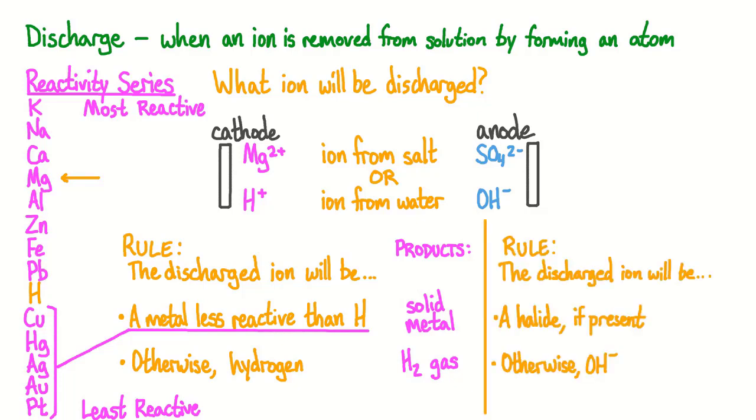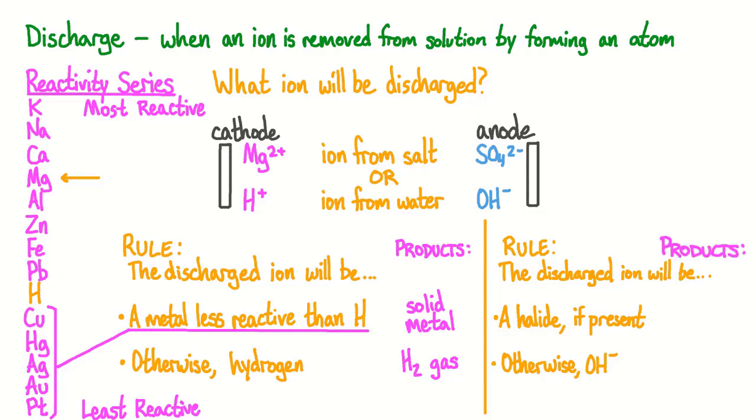We can follow a similar rule at the anode. The rule states that if the anion from the salt is a halide, that will be the discharged ion. Otherwise, the hydroxide ion from water will be discharged instead. The why behind this rule is similar to the why behind our other rule. It simply requires less energy to turn a halide into an atom than to turn other anions into an atom.